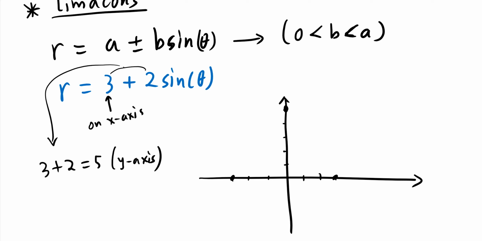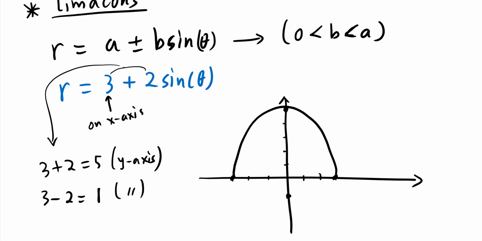So what you do, you take 3 minus 2, which gives you 1, also on the y-axis, but it's going to be down here. Then the graph goes around, looks like a circle, and then it goes down a little bit, then up, then down, and then up. That's called a Limacon. So that's negative 1, 3, negative 3, 5.